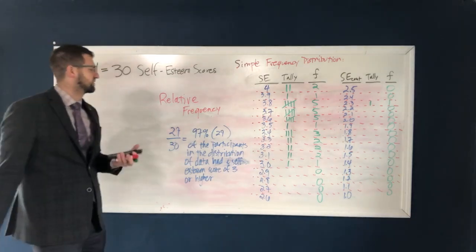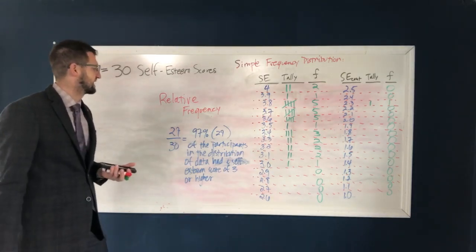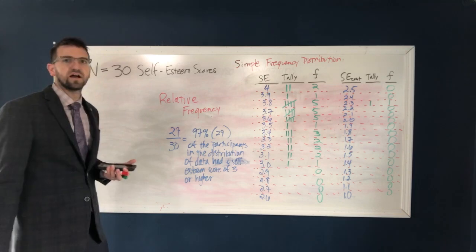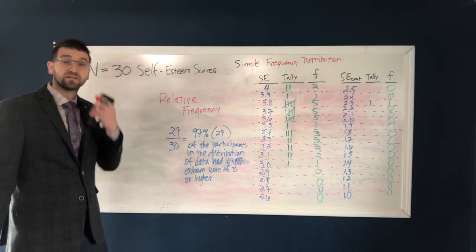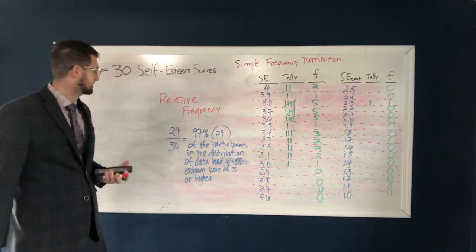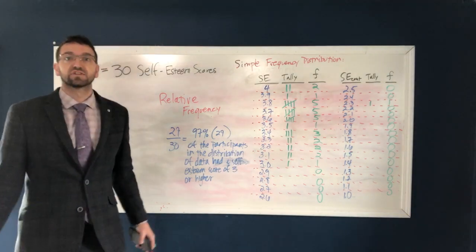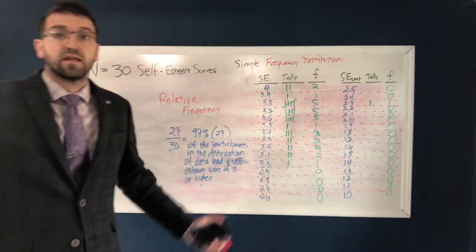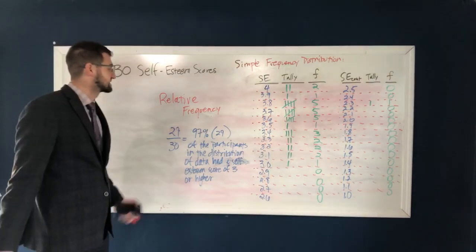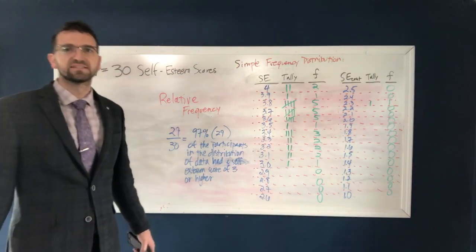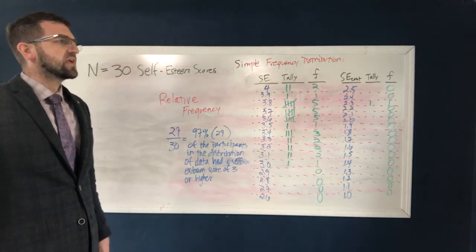%, or 29 of the participants in the distribution of data had a self-esteem score of 3 or higher. Okay? Yeah, that's a great statement. Makes a lot of sense. It really defines what it means.